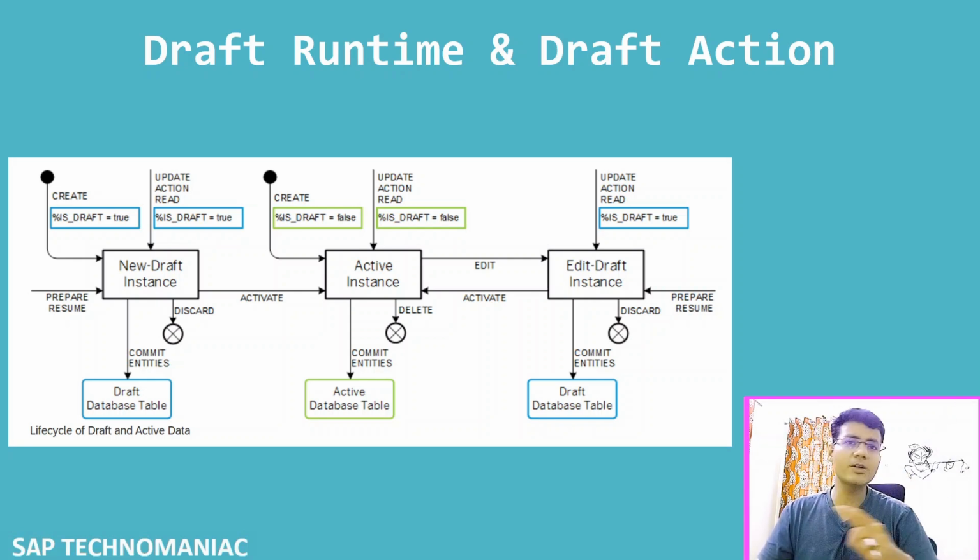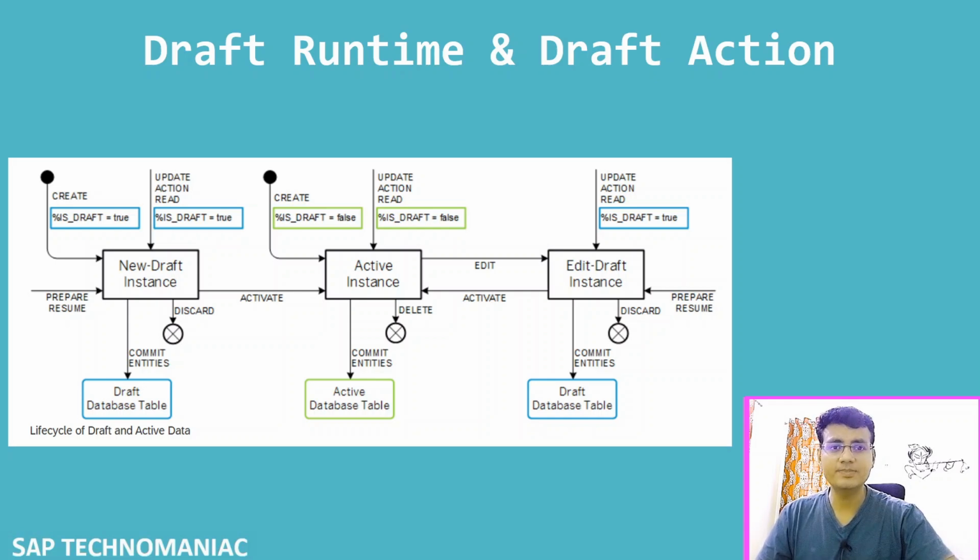During all these operations, which draft actions are triggered and what is the runtime for these draft actions? Runtime means how these particular draft actions like prepare, resume, activate run. There are 4 or 5 draft actions, and when we are working with draft instances, how do they work and how can we optimize them? We will discuss all those things in this video.